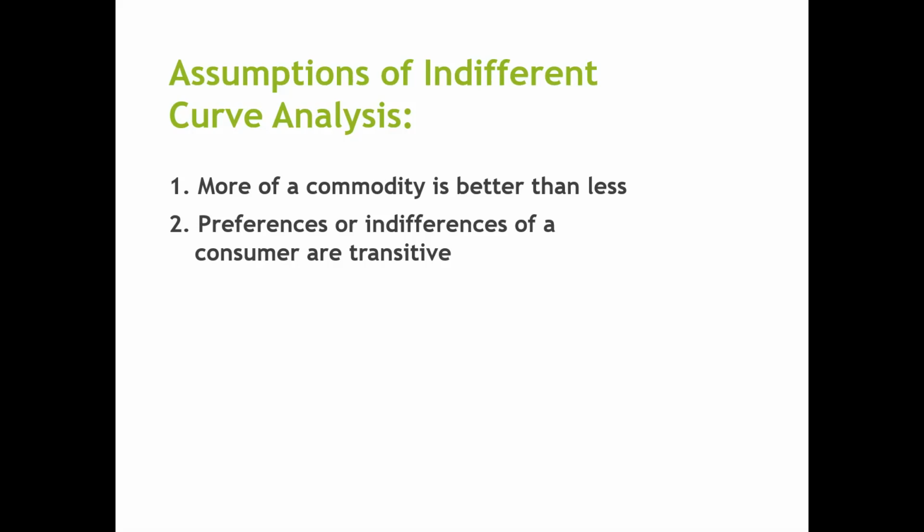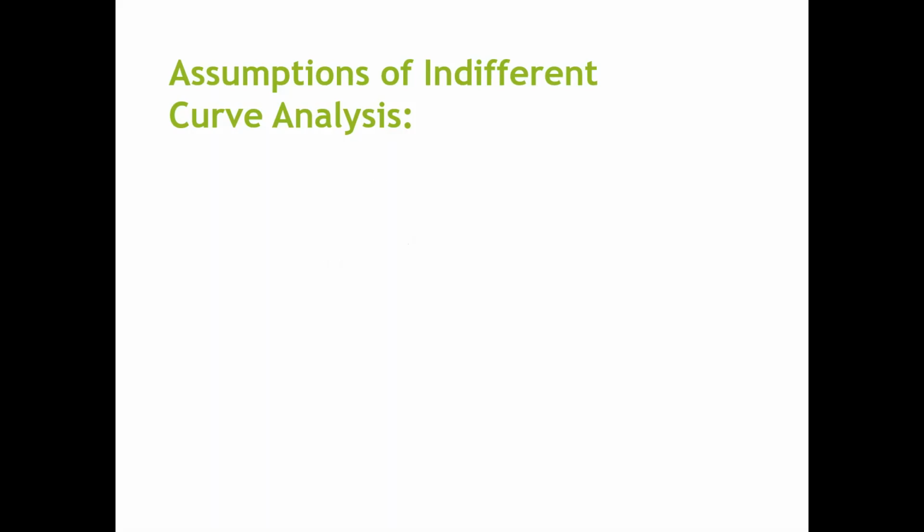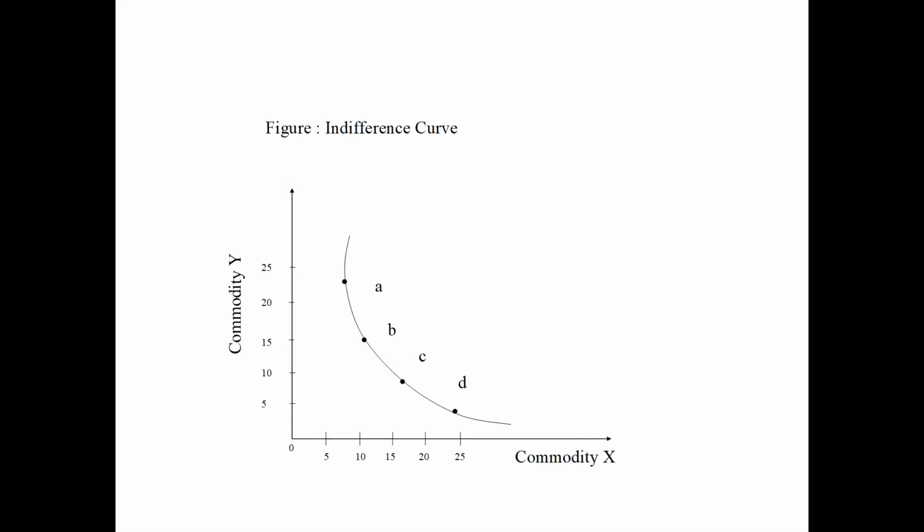So this implies that consumers' tastes are quite consistent. This assumption is known as the assumption of transitivity, right? The next assumption is diminishing marginal rate of substitution. Now, what is that? Let's go back to the indifference curve. You will understand. Look at the indifference curve.